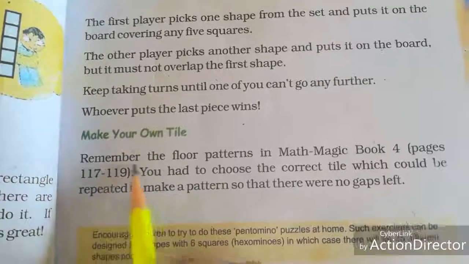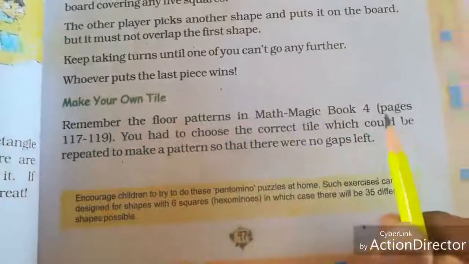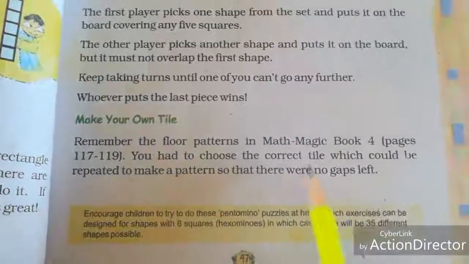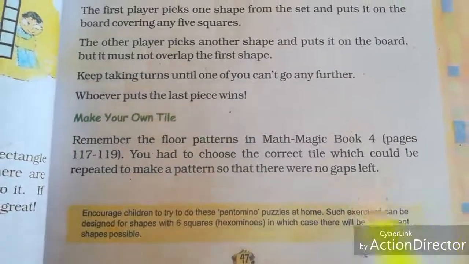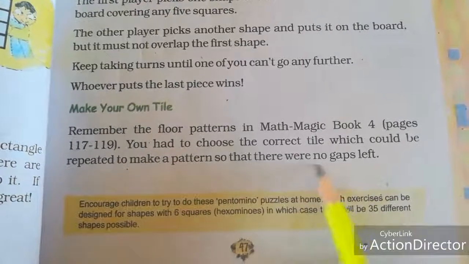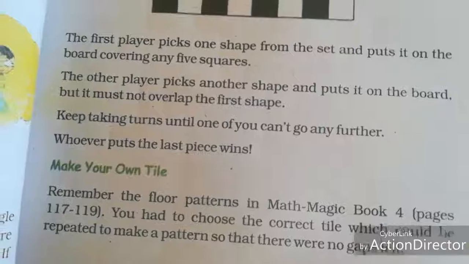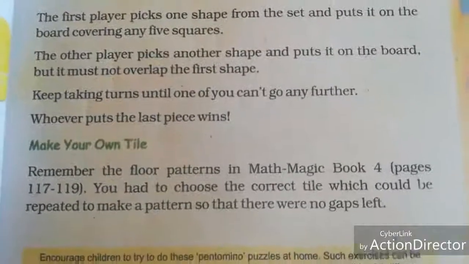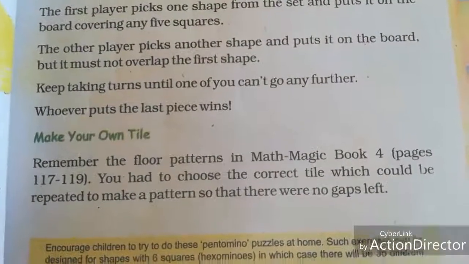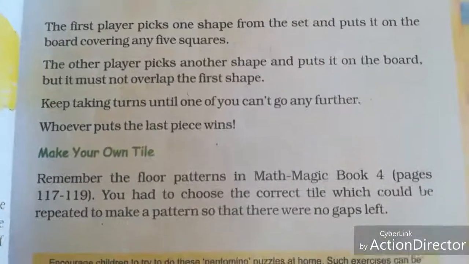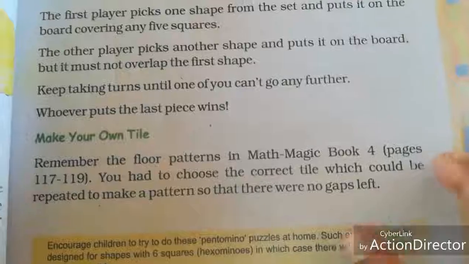Make your own tile. Remember the floor pattern in the Math Magic book on pages 117 to 119. You had to choose the correct tile which could be repeated to make a pattern so that there are no gaps left. See, in the floor they are keeping the tiles so that there is no gap left. Like that we want to fix the tile in some other patterns. Then the next page.